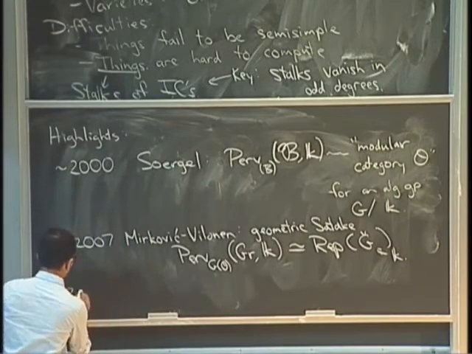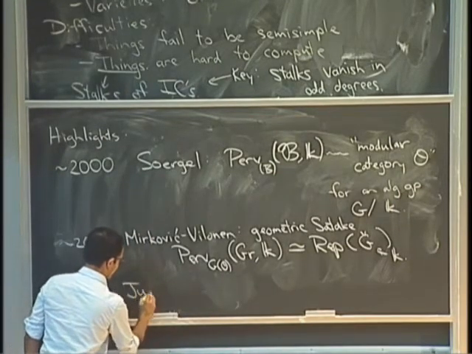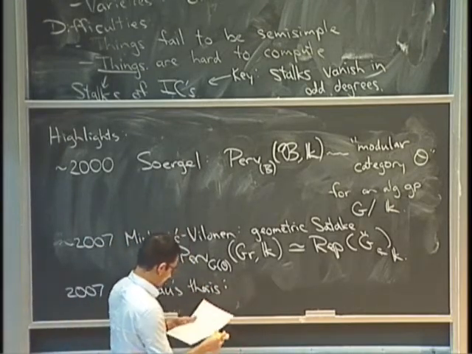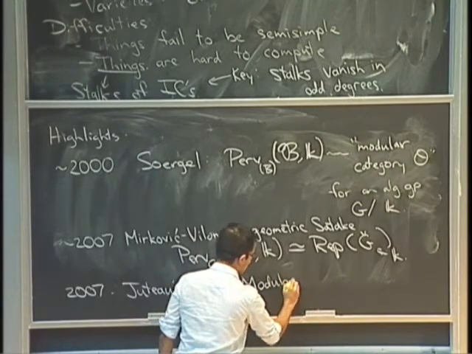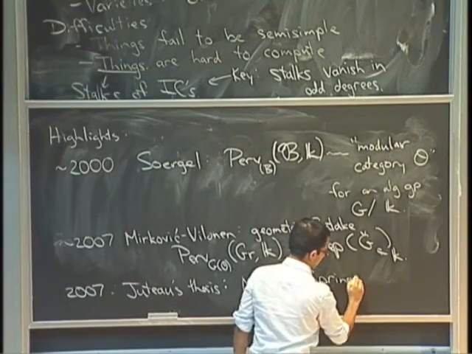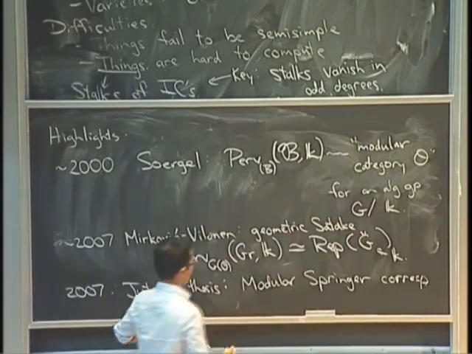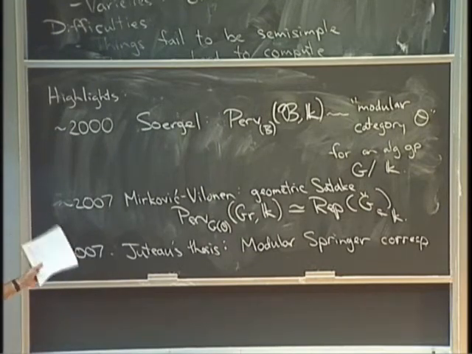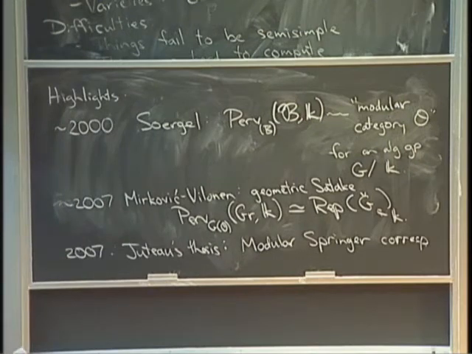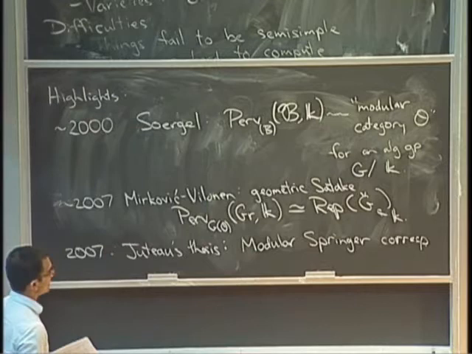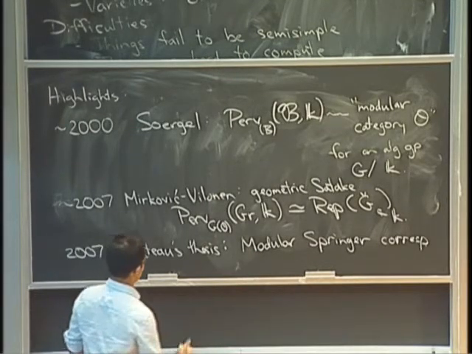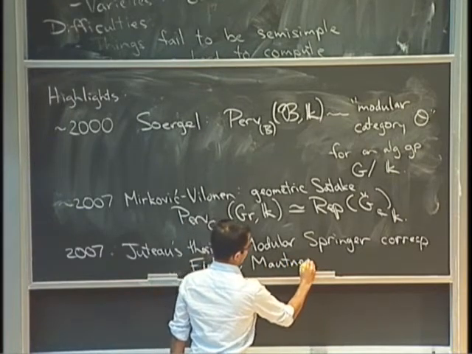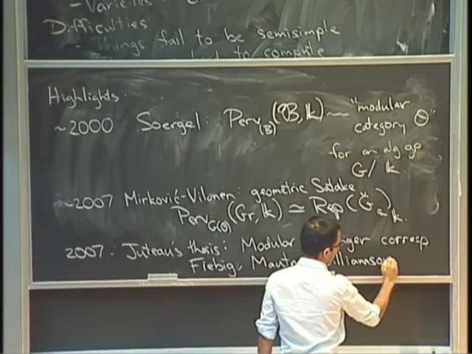And then another thing, which is also from 2007, is Daniel Juteau's thesis. This is the subject of the first part of the talk, and the subject of his thesis is modular Springer correspondence. Before I explain that, let me just mention that, as I said, in recent years there have been a lot of advances that are starting to show us what kinds of ideas and techniques you can use to get around the fact that the decomposition theorem and purity and weights are unavailable. Some of the leading contributors to this are Peter Fiebig, Carl Mautner, and Geordie Williamson, and there are many others as well.